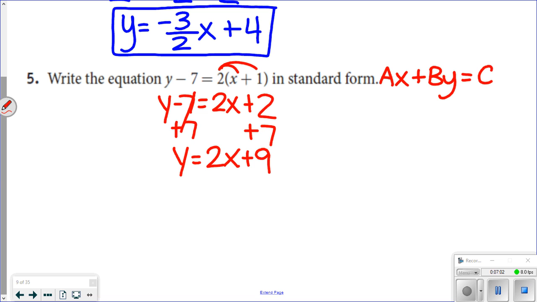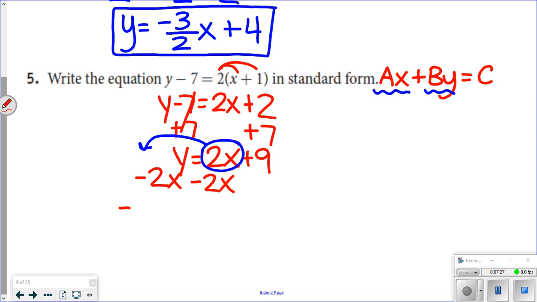And if I look over here, notice that x comes first, then y, and they're out in front. So what I want to do is take this x term and move it out in front. How would I move that? What's the opposite of a positive 2x? Subtract 2x, subtract 2x. So negative 2x plus y equals 9.